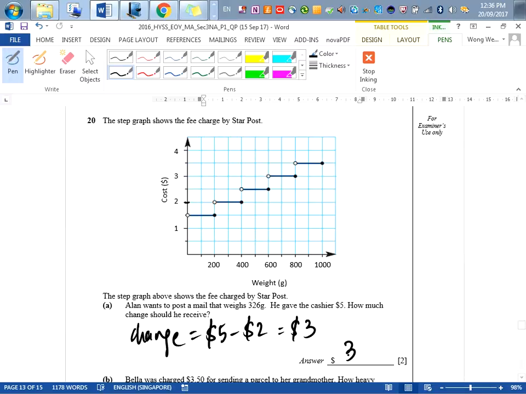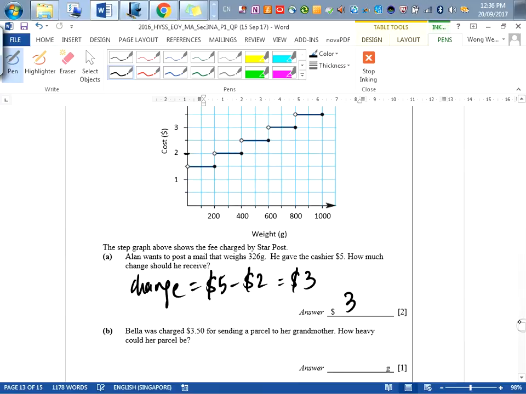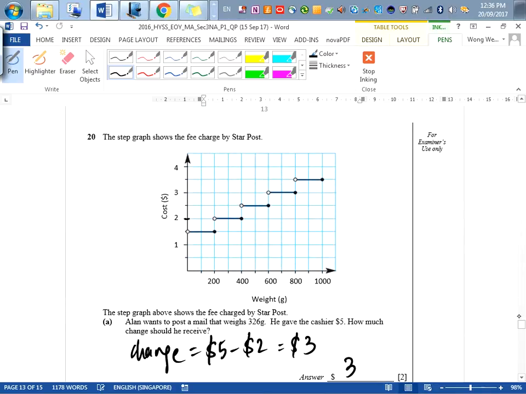Okay? Next, Bella was charged $3.50 for sending a parcel to her grandmother. How heavy could it be? So $3.50 over here. So it will lie anywhere within this range, but you cannot choose which value. Irfan, which value can't we choose?